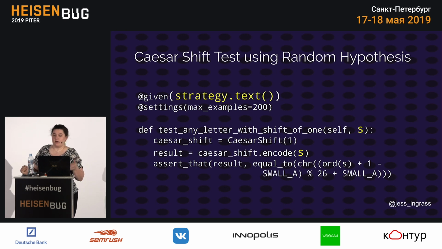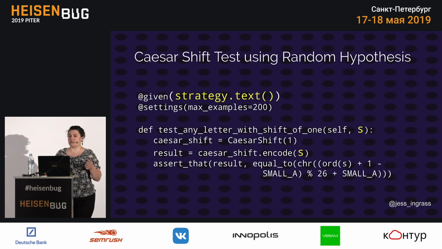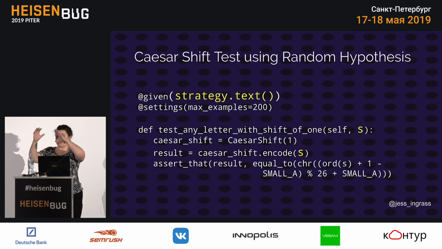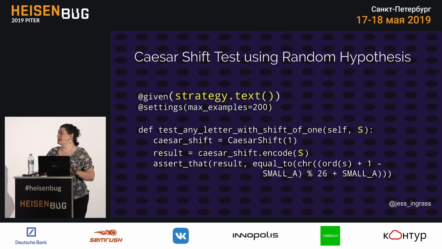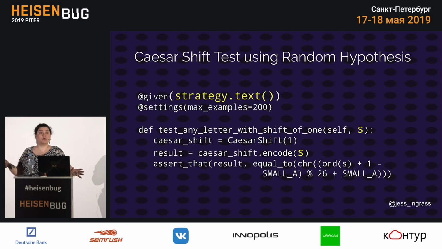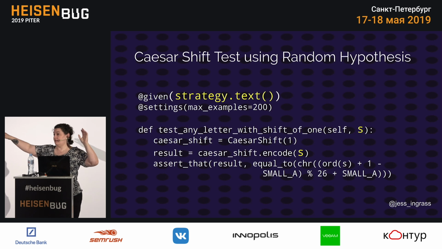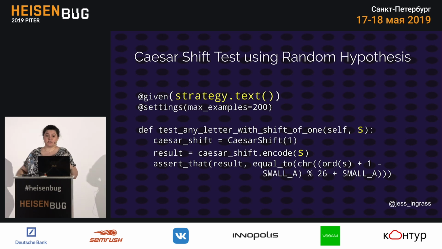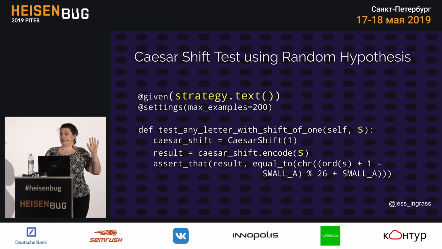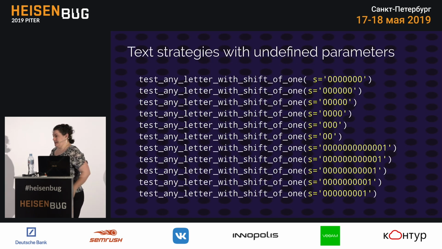So I don't have any parameters defined. You'll notice that the strategy.text function has nothing in those parentheses. That means that the data is completely random. So what's cool is that you can use it right out of the box. Import hypothesis, import given, strategy.text, and then write your test, run it, and then this happens.